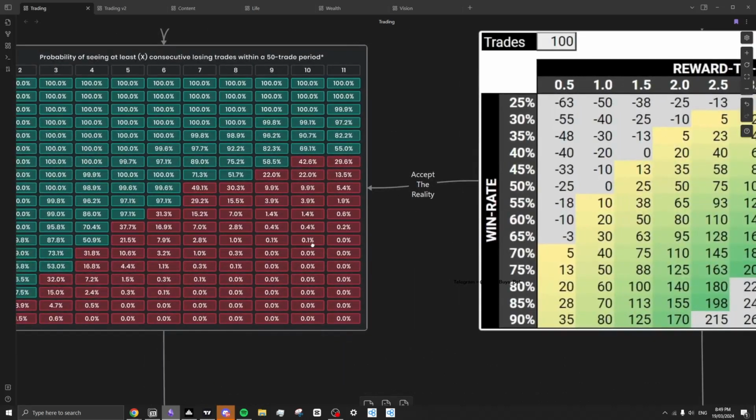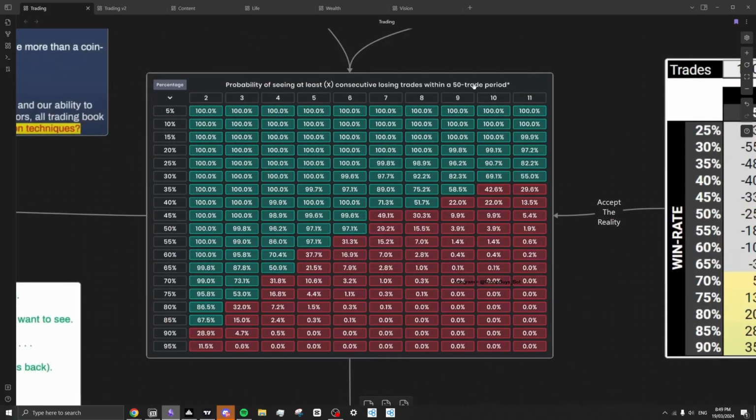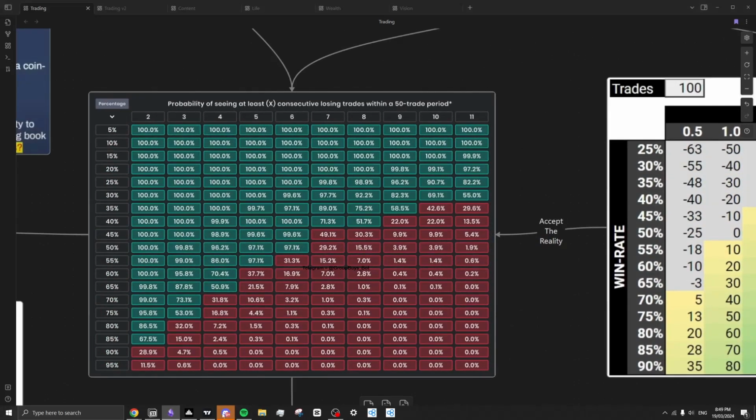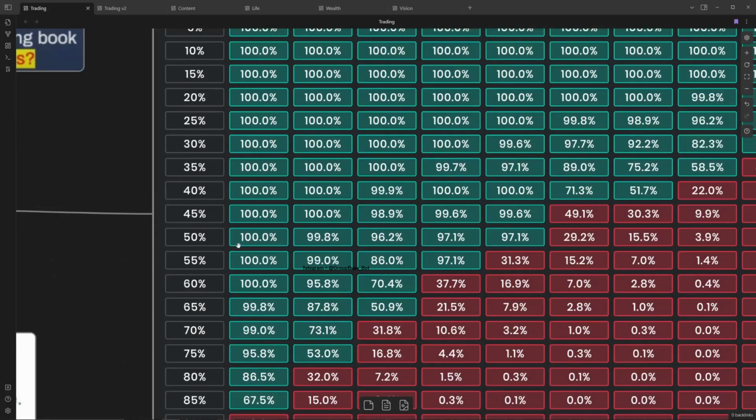If I have an 80% win rate in a 50 trade period, I'm likely to lose 2 trades in a row. If it's 50%, I'm likely to lose 6 trades in a row. This is the reality of trading. There's always going to be a trade-off. The more you target, the less likely you are to win. That's completely fine. But yeah, most traders have around a 50-60% win rate, and that's great.